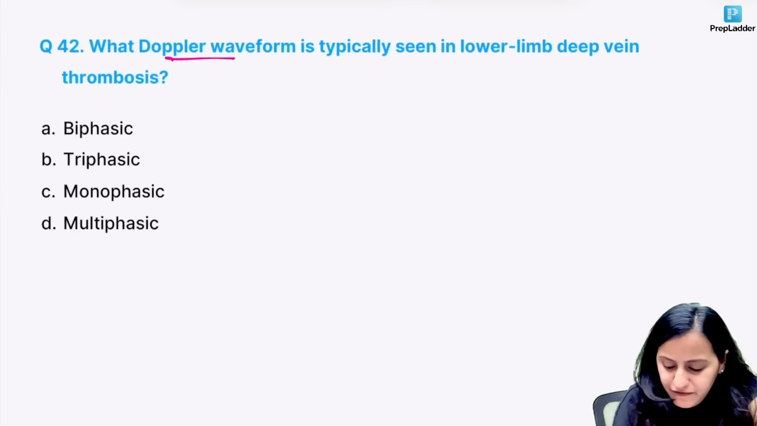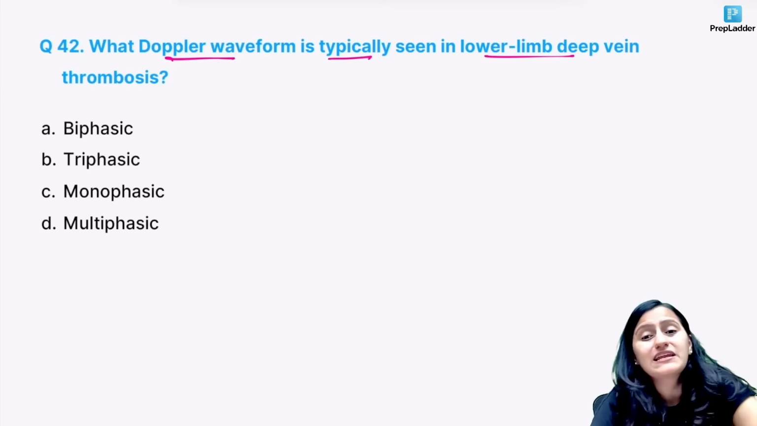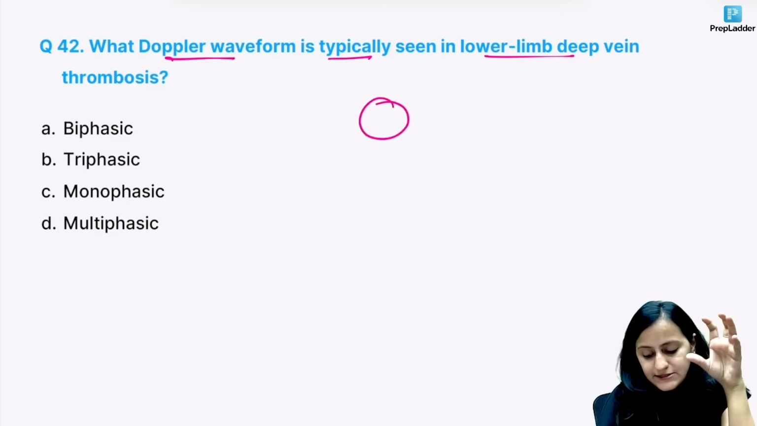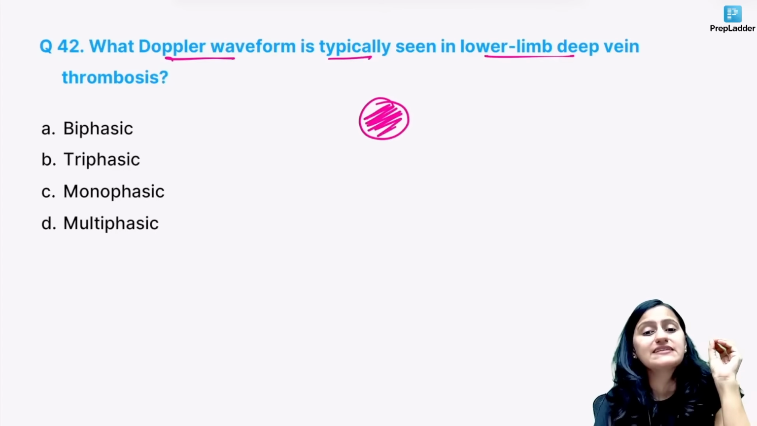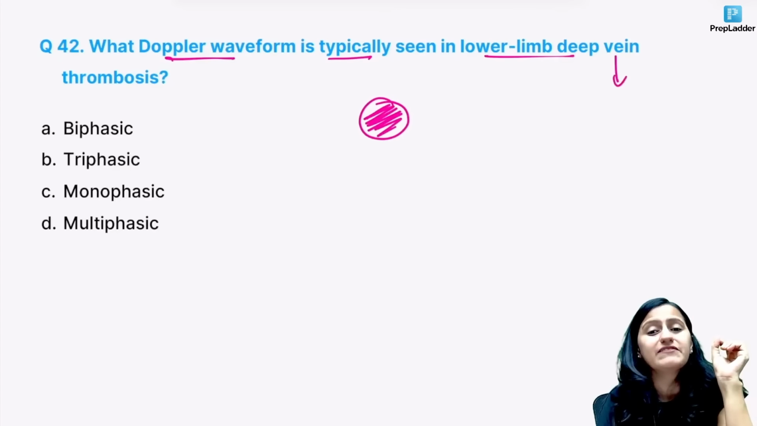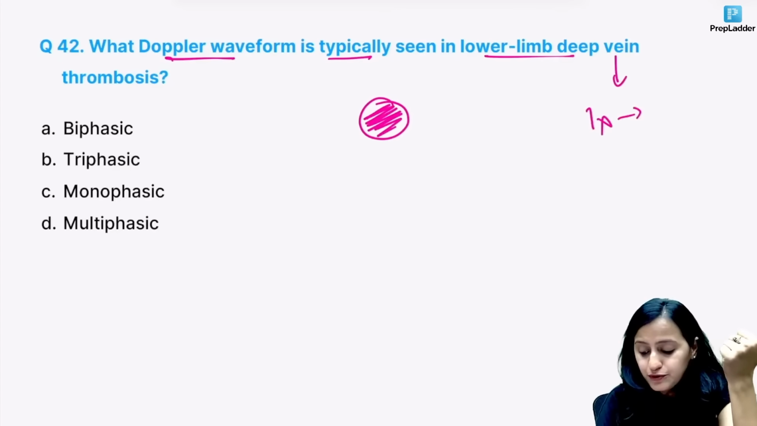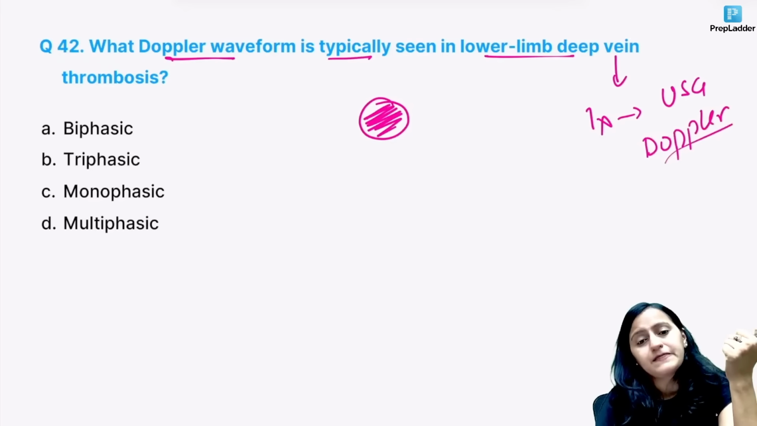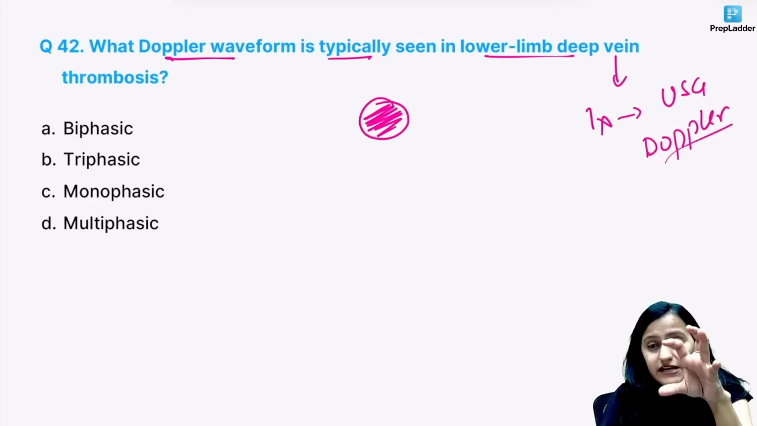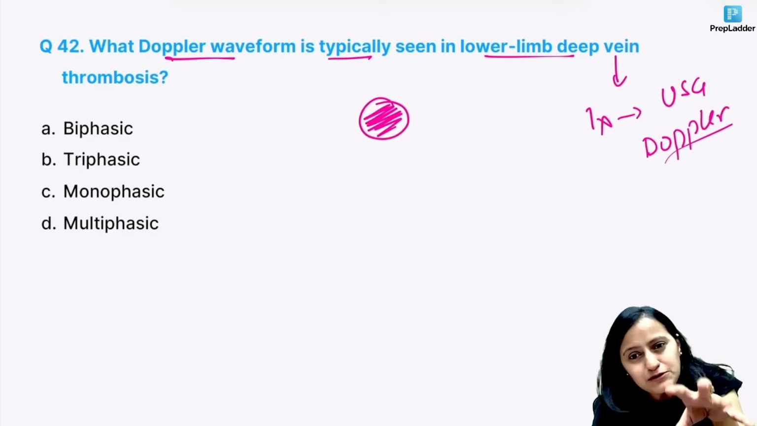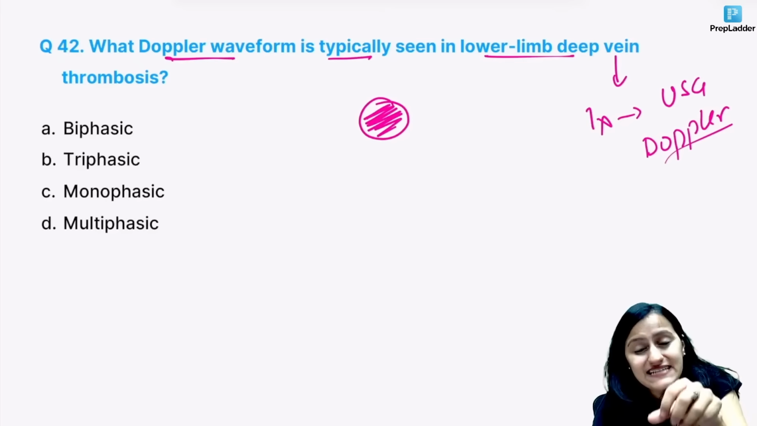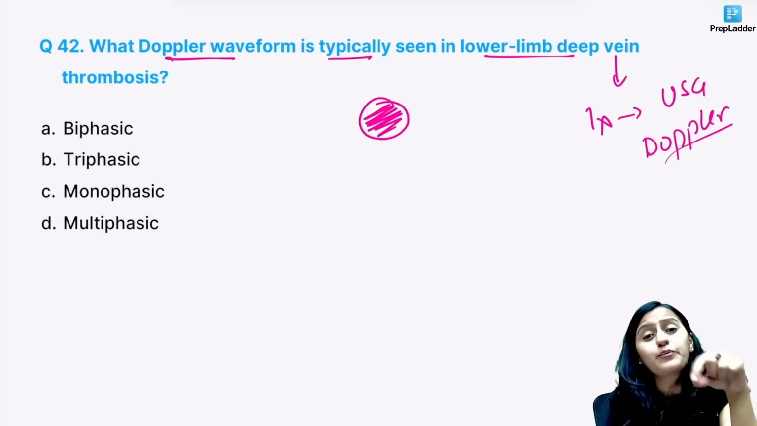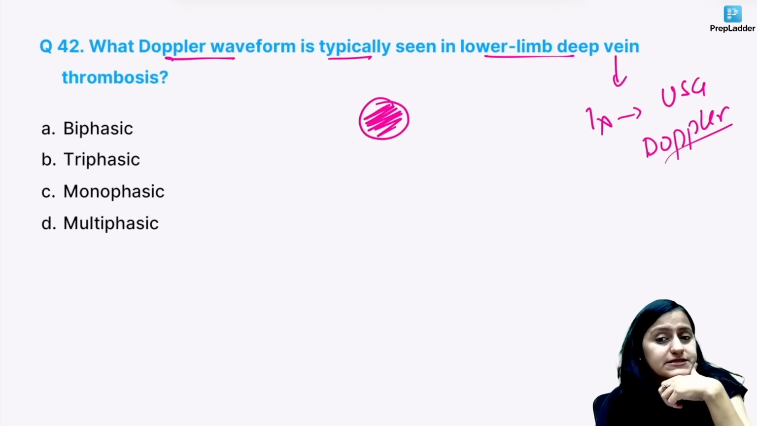What Doppler waveform is typically seen in lower limb DVT? See, when there is deep vein thrombosis, so the vein has a thrombus inside it. First of all, tell me that in DVT, what is the investigation that you do? USG, right? USG along with Doppler. What will you see on USG? If the thrombus is there, you might be able to see the thrombus there sitting inside the vein. What else do you see with the thrombosed vein? The vein is compressible or non-compressible?